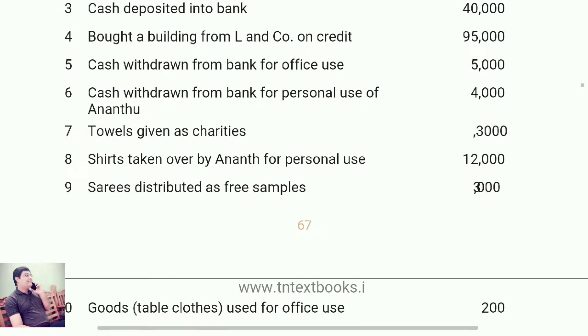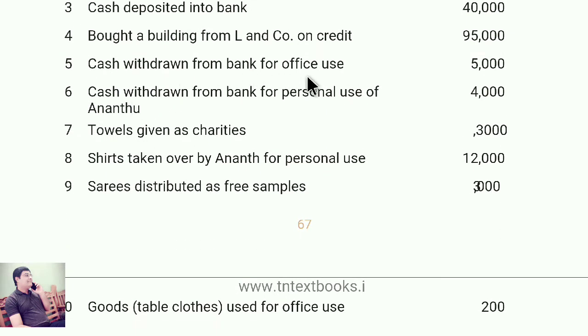Next one. Cash withdrawn from bank for office use. When you withdraw something, what comes in? Cash comes in. From where does the money go out? From the bank. So bank is credited. Cash account debit to bank account. Next one is what? Cash withdrawn from bank for personal use. Whenever the word personal or domestic purpose comes, then you have to write drawings. So drawings account debit to cash account, because this is for personal use.